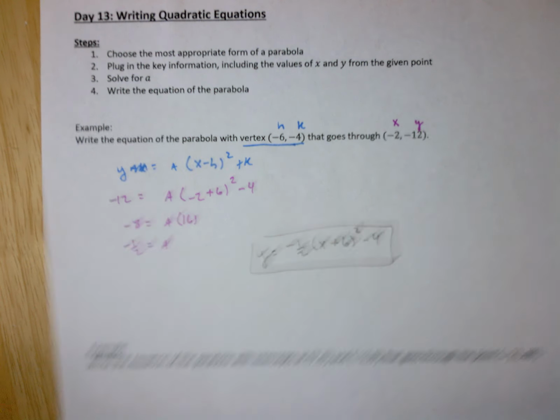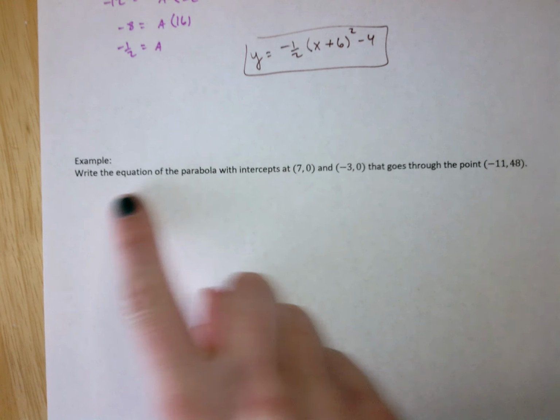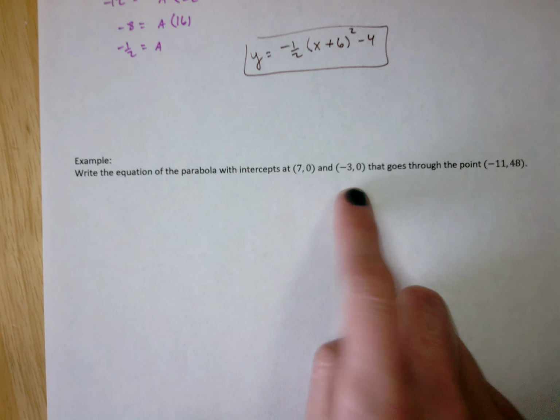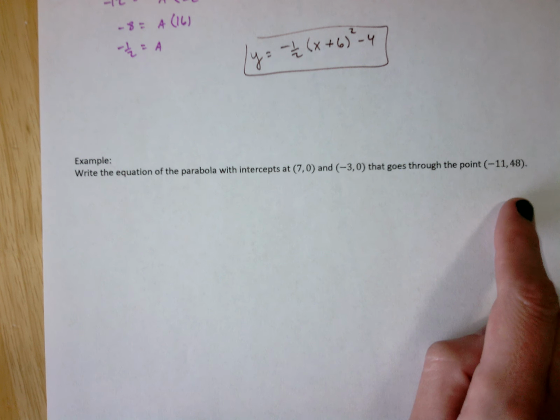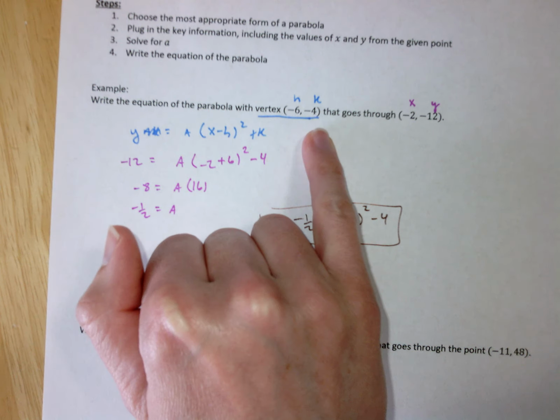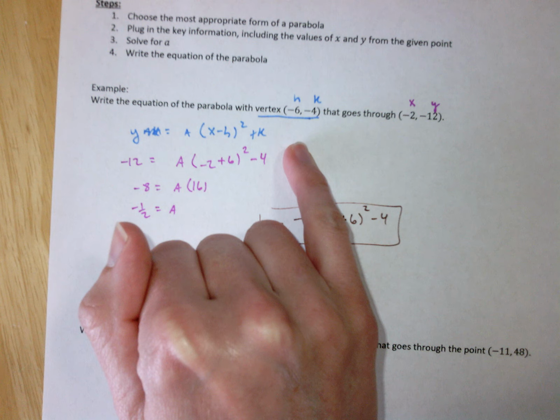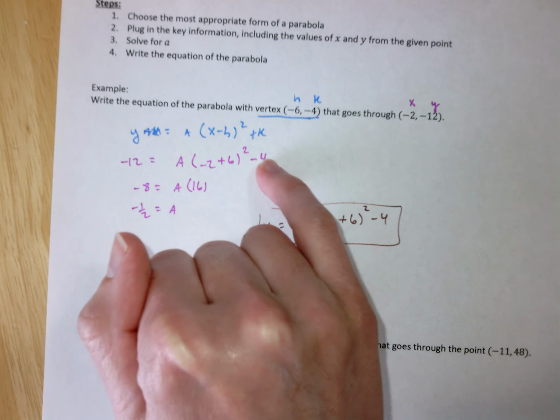Okay, excellent. All right, now let's look at this one. They give you the equation, or we're finding the equation of the parabola with these two intercepts that goes through this point. Now, in this one, they came right out and told you that this is the vertex. That is the only way that you can know that something is the vertex of your parabola. They have to tell you.